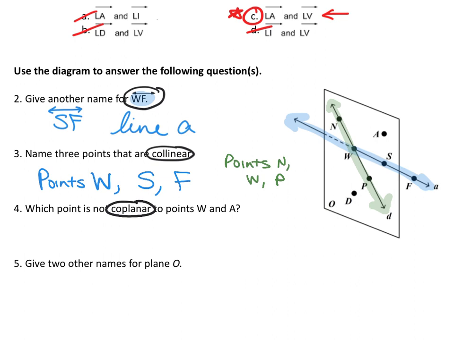So let's look at this plane that we have. It's the parallelogram. We just need to see which point is not coplanar to W and A. So what point is not on the same plane as W and A? F. Very good. See how F is like chilling off screen? F is not coplanar. So we're going to say point F is not coplanar to W and A because it's not on that parallelogram.